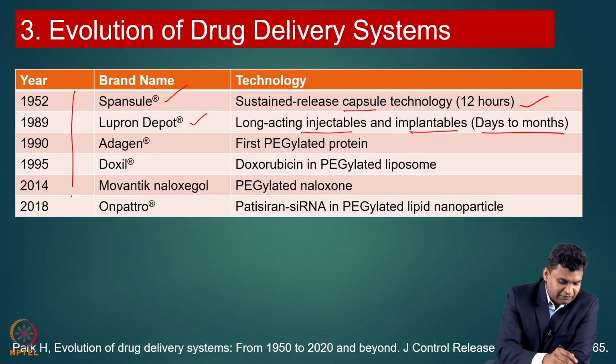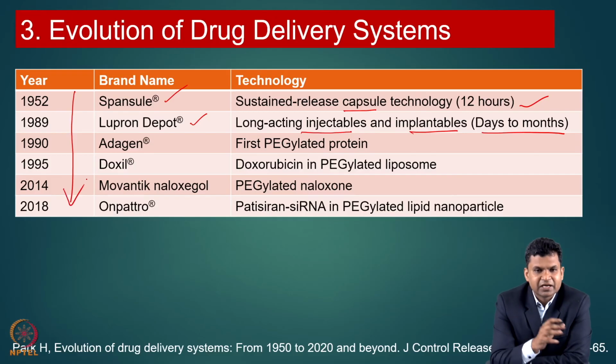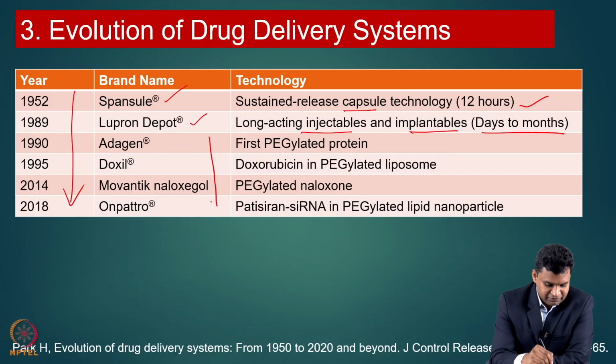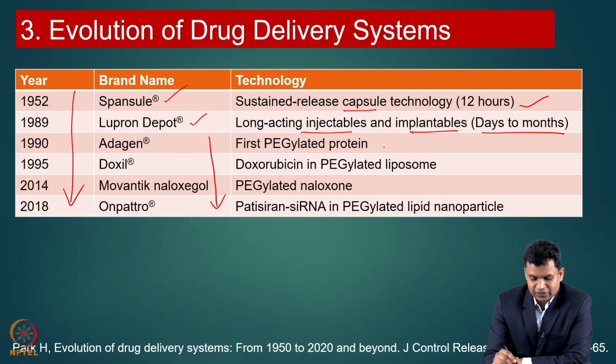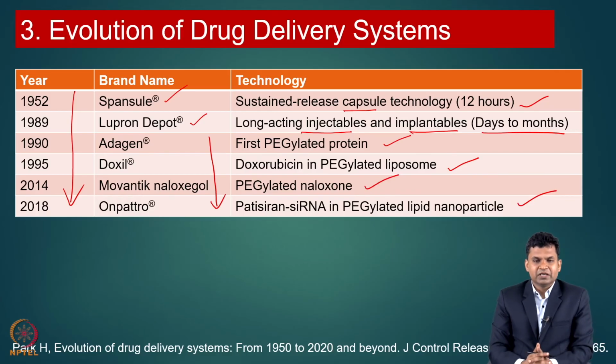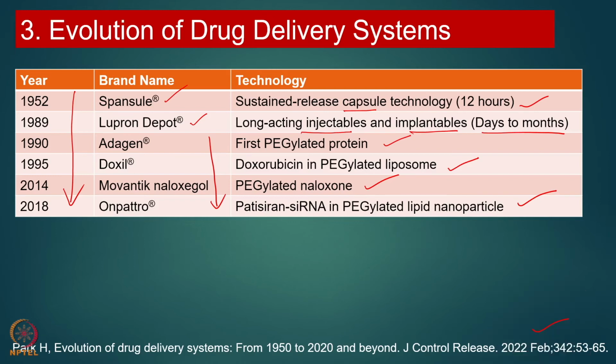So this is the evolution of drug delivery systems. Here I have shown very limited examples, but you can go through this reference and you will get all types of information in this link. These are the various types of delivery systems: pegylated proteins, doxorubicin in pegylated liposomes, pegylated naloxone, and even biological molecules like siRNA. And nowadays, as we know during COVID, the vaccine came as an mRNA vaccine. So we know the next generation will depend entirely on small biological molecules.